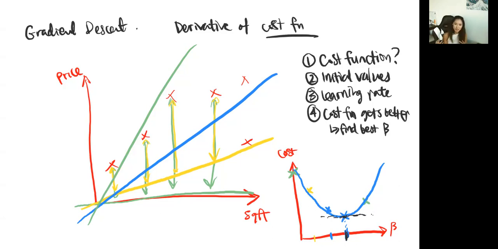But conceptually, what's happening is we're just shifting our line up and down, and where we shift the line is dependent on our learning rate. We're shifting our line up and down until we can get the lowest amount of error for our model. Any questions about this overall concept of how this model fits? Okay.